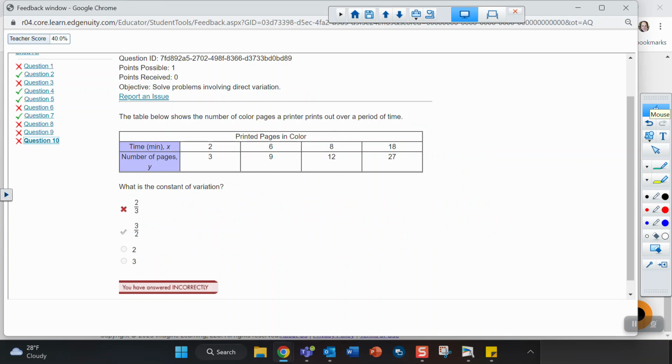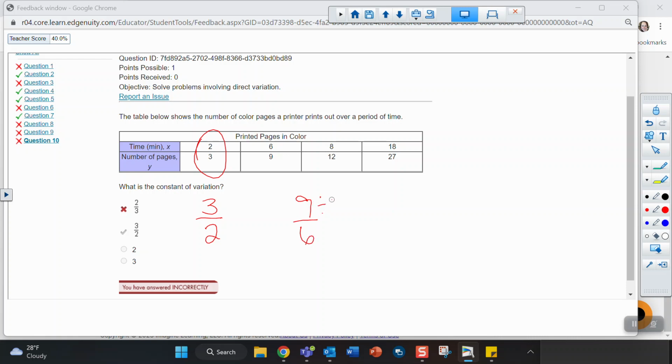The table shows the number of color pages. Oh, we did this one, I think. This one you just had backwards. You had x over y here. Remember that to find the constant of variation, you always take the y value and divide it by the x. And again, you can take any ordered pair from the table.